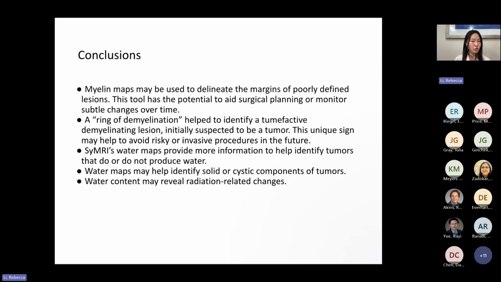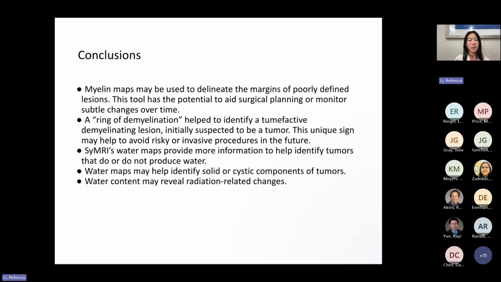So these were the conclusions. As I said in the first case, the myelin maps can be used to delineate the margins of poorly defined lesions. In that second case of the tumefactive demyelinating lesion, we saw this very remarkable sign of a ring of demyelination, and that may help us in the future to avoid risky or invasive procedures.